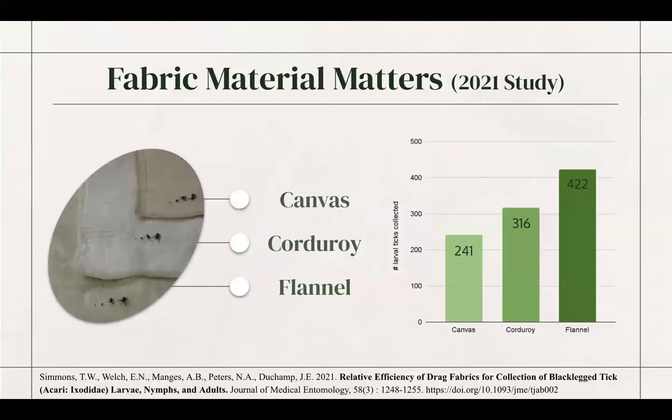Then in 2021, there was a study that determined that the material that you are using for drag cloths also matters in your tick acquisition rates. They tested canvas, corduroy, and flannel drag cloths and found that the number of larval ticks collected was greatest with the flannel and lowest with the canvas. But canvas, corduroy, and flannel are not usually materials that are worn in the field.